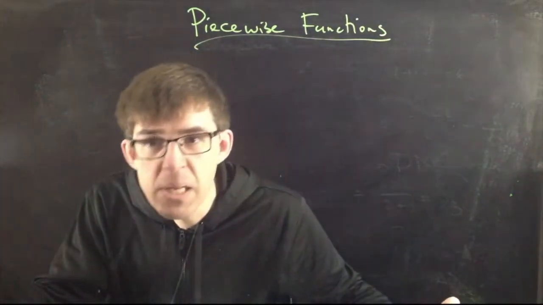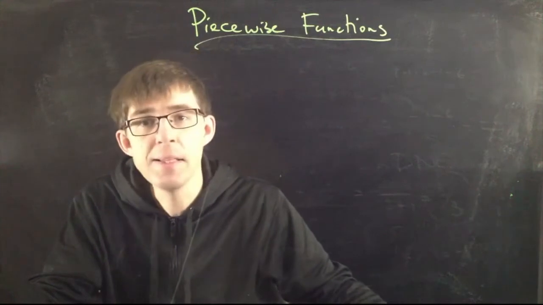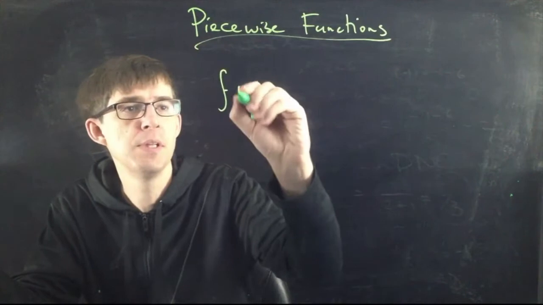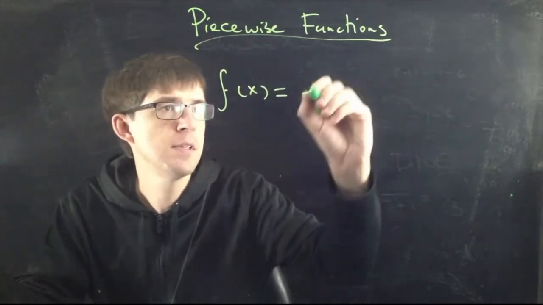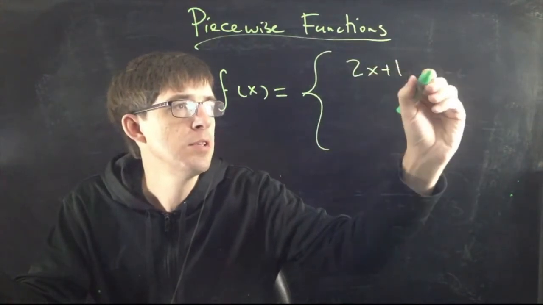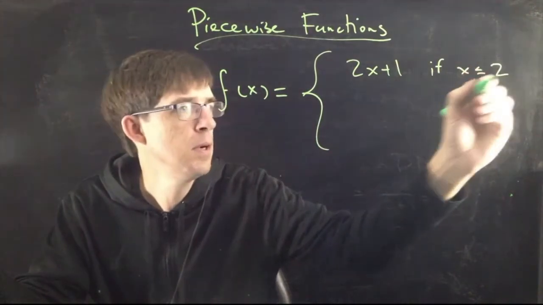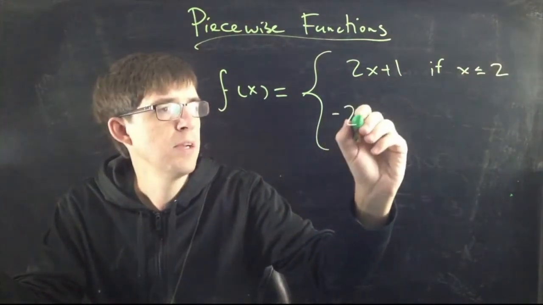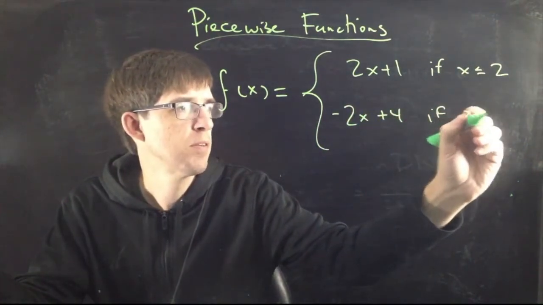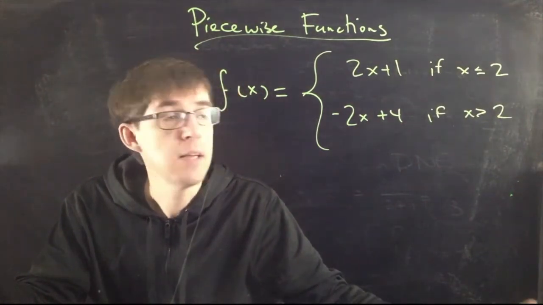I want to talk about piecewise functions. These are functions which are defined in pieces. Probably you've seen these before, but if not, it's no big deal. I'm referring to things that look like this, the curly thing. How about 2x plus 1 if x is less than or equal to 2, and minus 2x plus 4 if x is greater than 2. All right, so this is one function, but it has two rules.